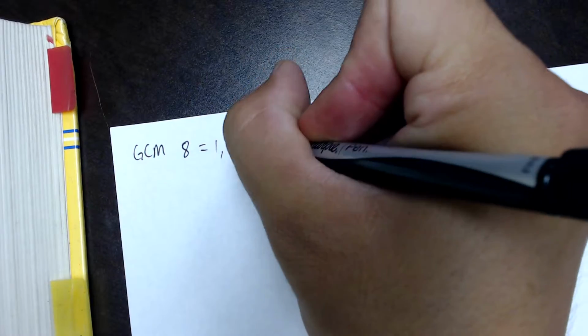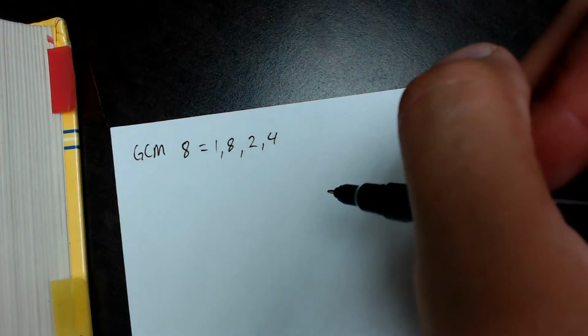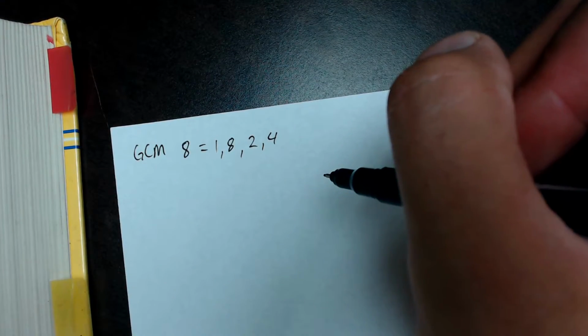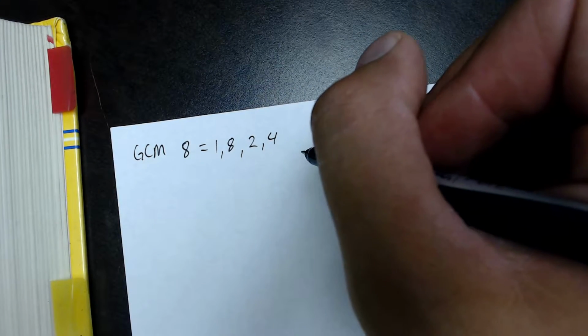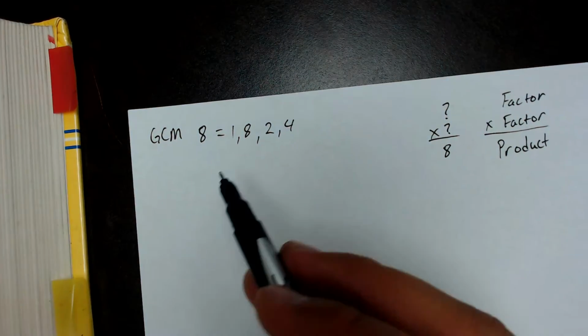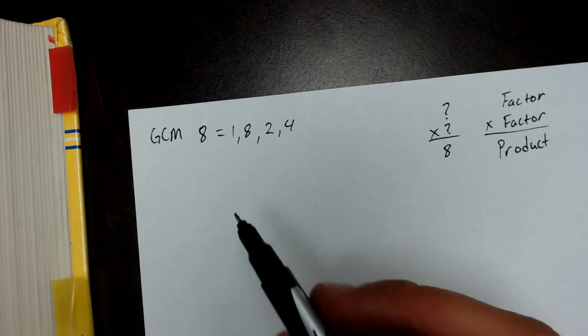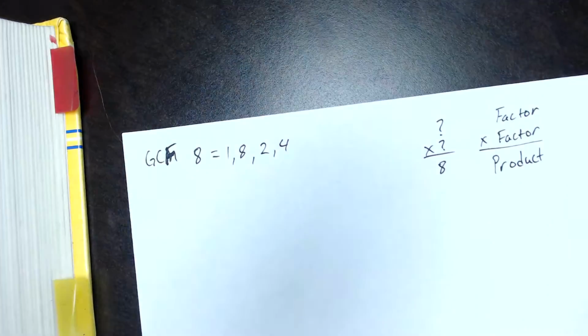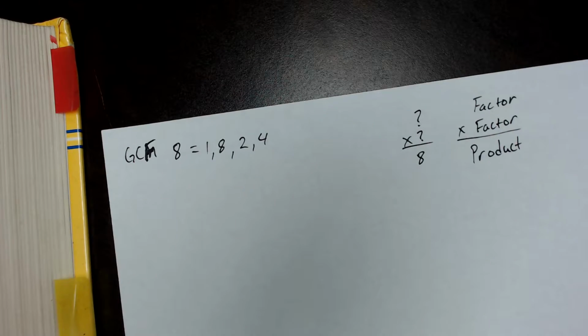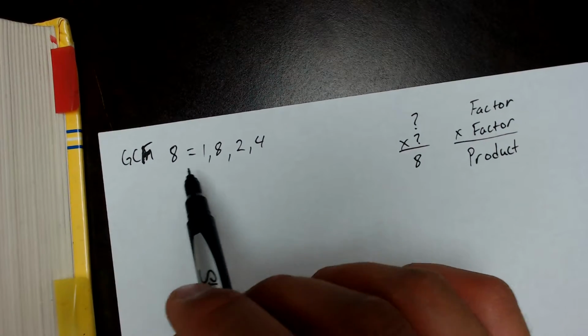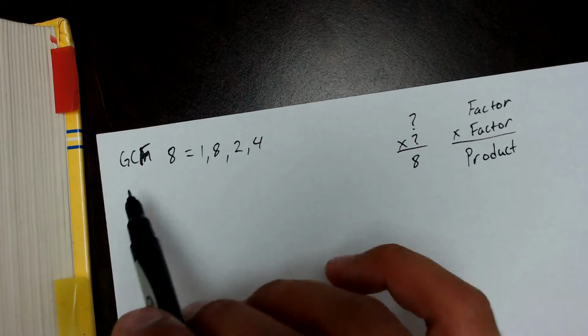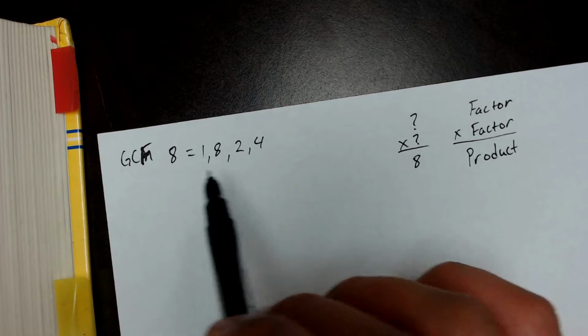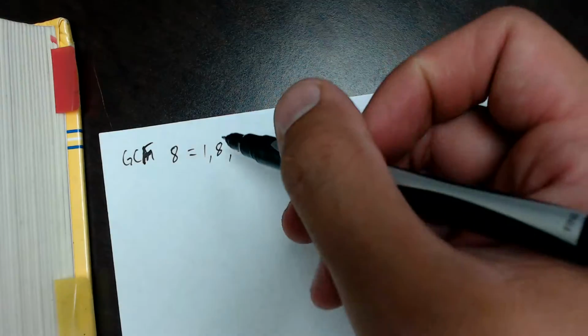I know that 2 times 4 will equal 8. And is there anything else? 3 doesn't work, 4 is already there, 5 doesn't work, 6 doesn't work, 7 doesn't work. Okay, so these are my, whoops, why did I put GCM? GCF. I've been saying greatest common factor, and I put M instead. Greatest common factor of 8. So these are the factors of 8, so the greatest common factor of 8 would be compared to another number.